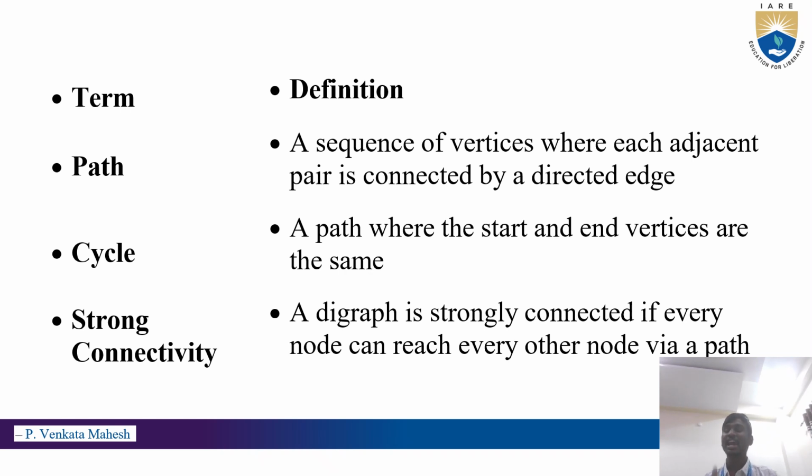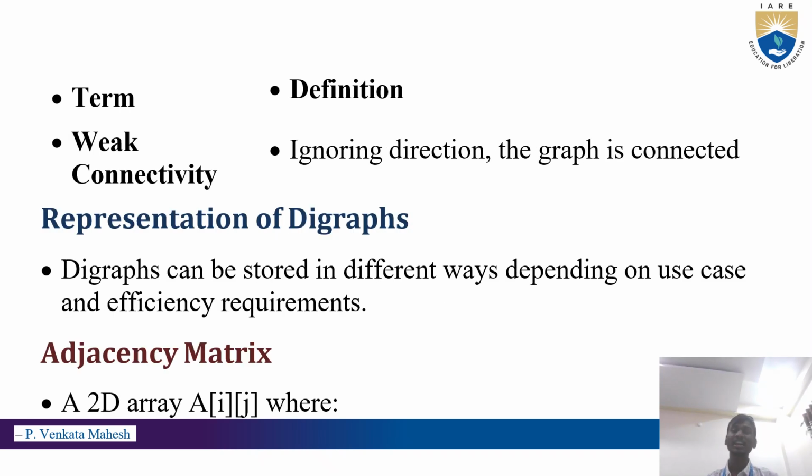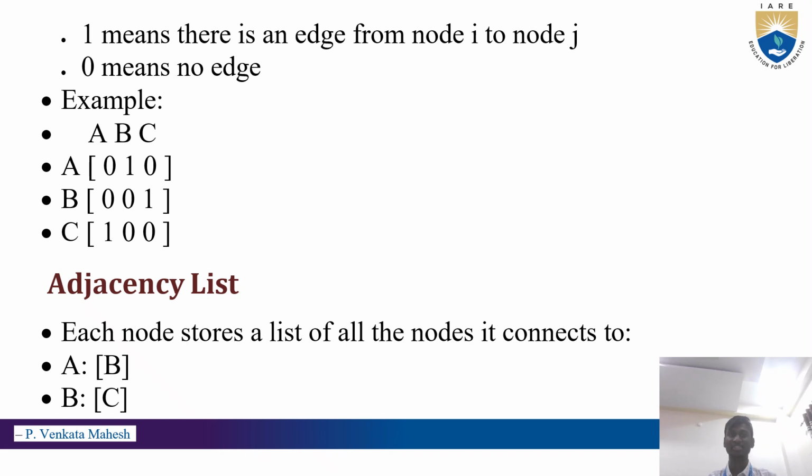Strong connectivity: a directed graph is strongly connected if every node can reach every other node through a path. Weak connectivity: ignoring direction, the graph is connected. Representation of digraphs. Digraphs can be represented in many ways. Now let's see the adjacency matrix. One means there is an edge between node I and J. Let's take a graph with nodes I and J. Zero means no edge.